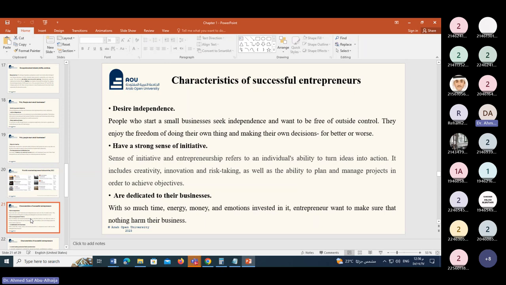What are the features of successful entrepreneurs and independence? You want to be independent. You want to control your life. You want to control your destiny. You want to be that person who gives something to the community, not only depending on other companies, but applying your own ideas. Actually, yes, having your own ideas.